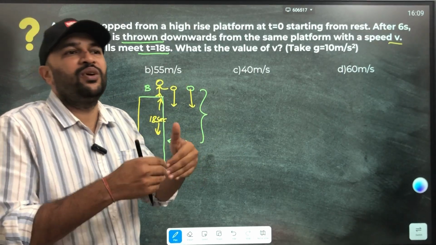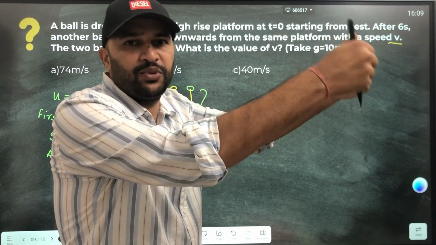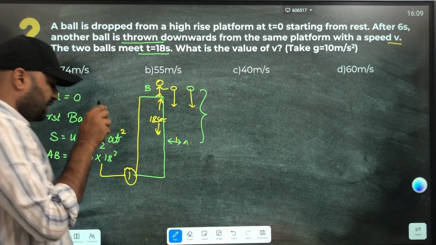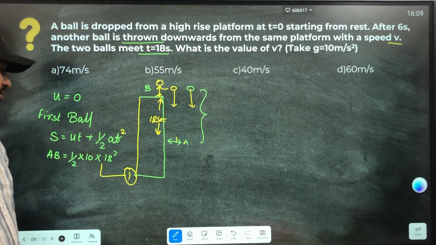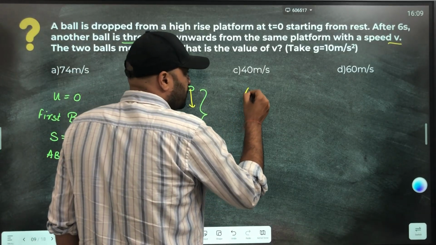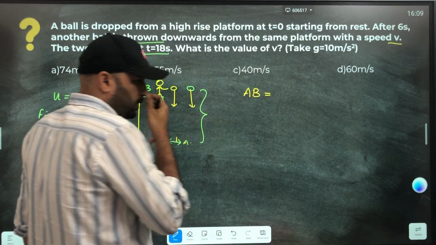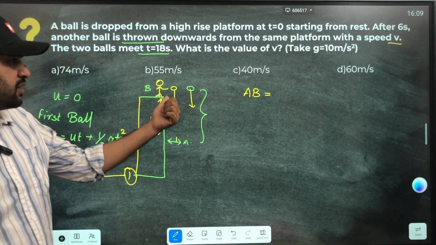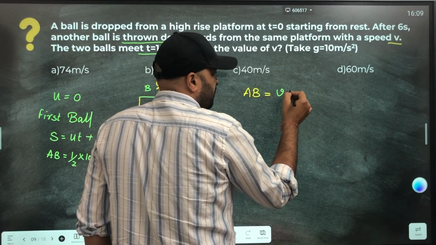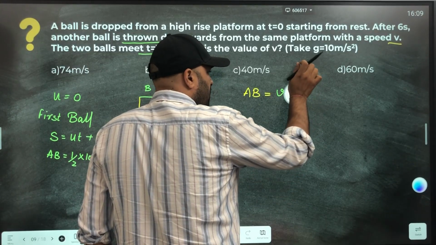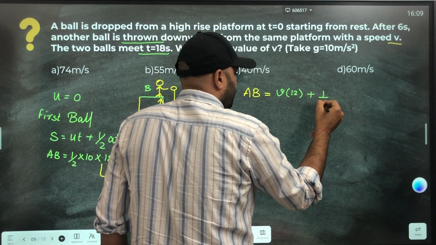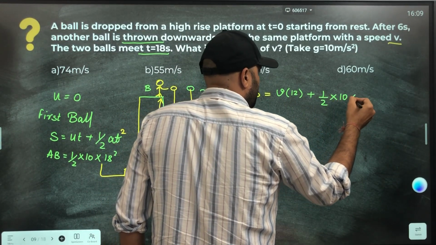They are meeting, which means they are reaching the same distance, same point, same position, right? So they both are reaching point A at the same position, but the time is different. Why is the time different? I hope I have already explained. So AB will be equal to, what is our u in this case? The ball is thrown with velocity v, so it has initial velocity v. And what's the time now? The time now will be 12 seconds plus half g, which is 10, into 12 square.